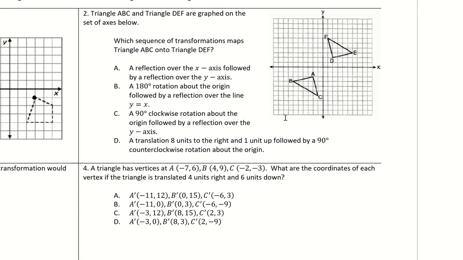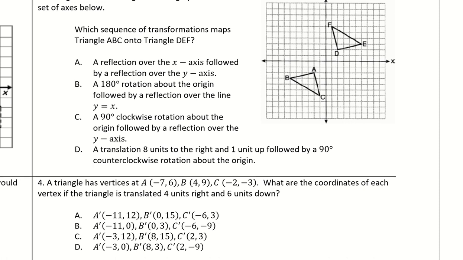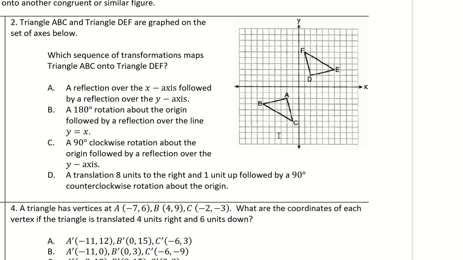All right, number 2, triangle ABC and DEF are graphed on the set of axes below. Which sequence of transformations maps ABC onto DEF? All right, so in this case, we know that C goes to F, right? So let's just write the coordinates of C. The coordinates of C are negative 1 and negative 6, it looks like. So negative 1 and negative 6. And that's going to go on to F. And F is 1 and then 1, 2, 3, 4, 5, 6. Okay, so 1 and 6.